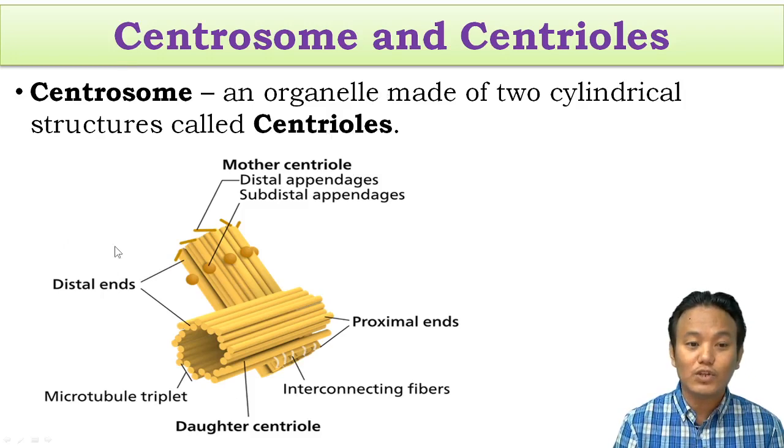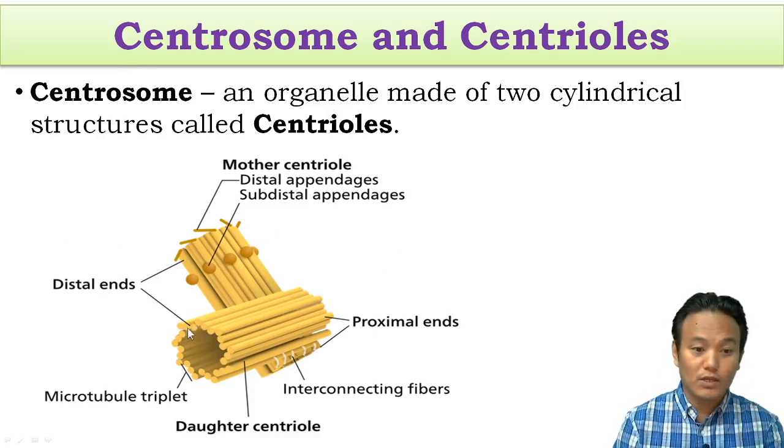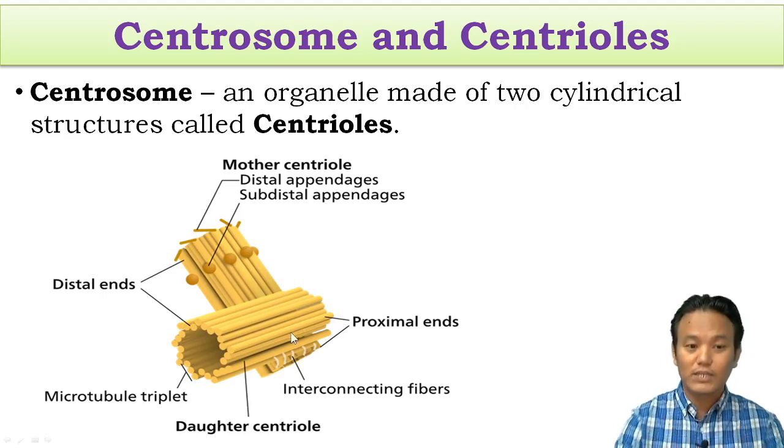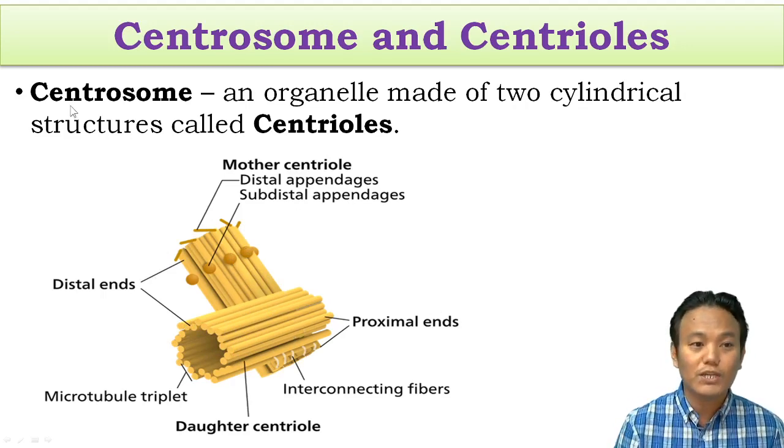Here you can see the structure of centrosome. Centrosome has 2 cylindrical structures, like straws or pipes, called centrioles. These two are centrioles, and when they are arranged perpendicular to each other like this, it is called a centrosome.